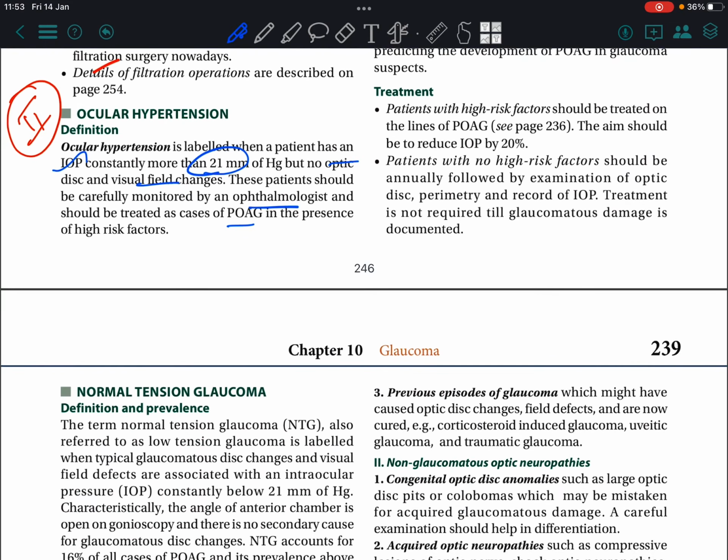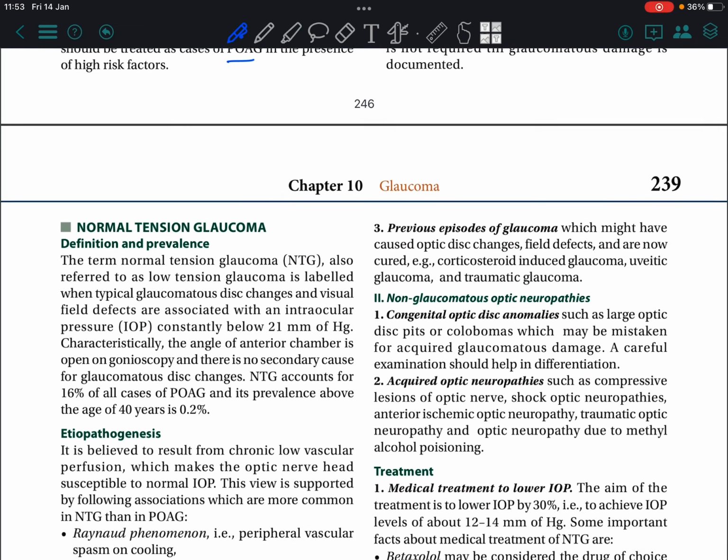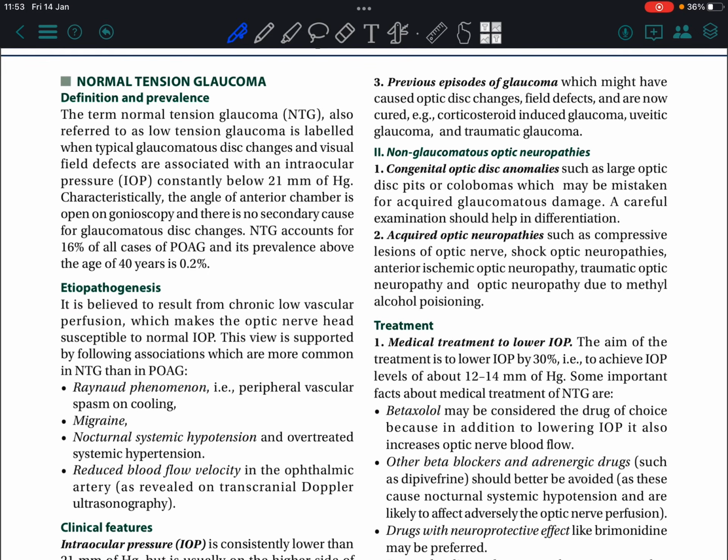Treatment: patients with high risk factors should be treated on the lines of POAG. The aim should be to reduce IOP by 20%. Patients with no risk factors should be followed annually by examination of optic disc, perimetry and record of IOP. Treatment is not required till glaucomatous changes are observed.